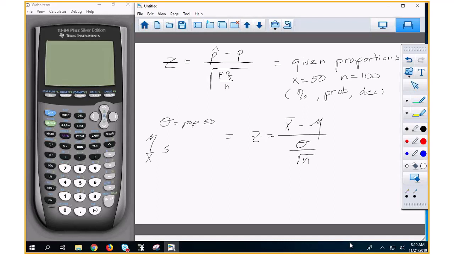Now, what if they give you a question and they say mu is equal to this, s is equal to this, and x bar is equal to this? Then you don't have what? Sigma. If you don't have sigma, or sigma is unknown, then you use the t-test. And it's the same formula, except instead of sigma, you put in s, which is the sample standard deviation. So x bar minus mu over s divided by the square root of n.